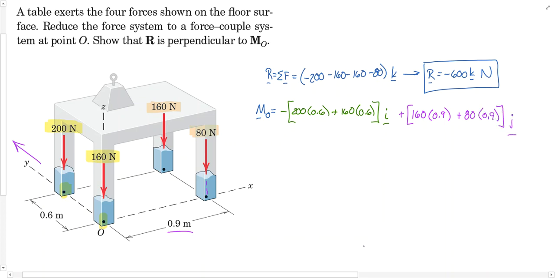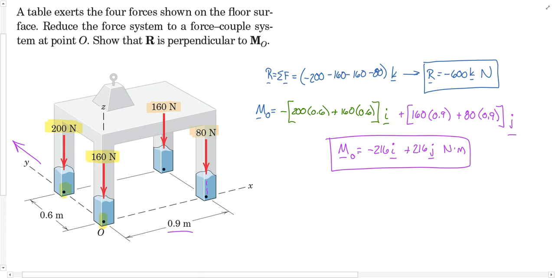and that is J. And if you do the math here, the moment around O equals, we get a minus 216 in the I, and it happens to be the case that we get a 216 in the J, and the units would be Newton meters. So there's our couple.